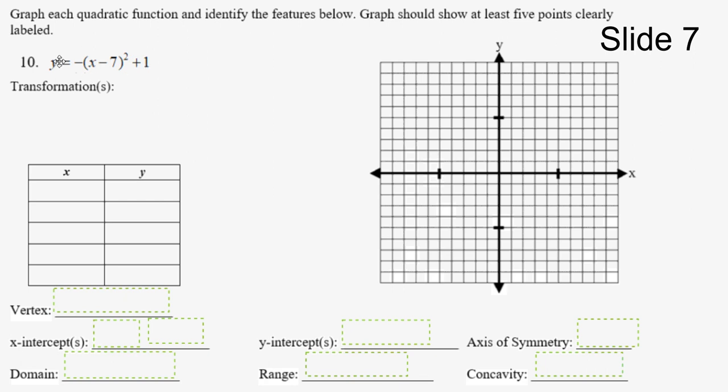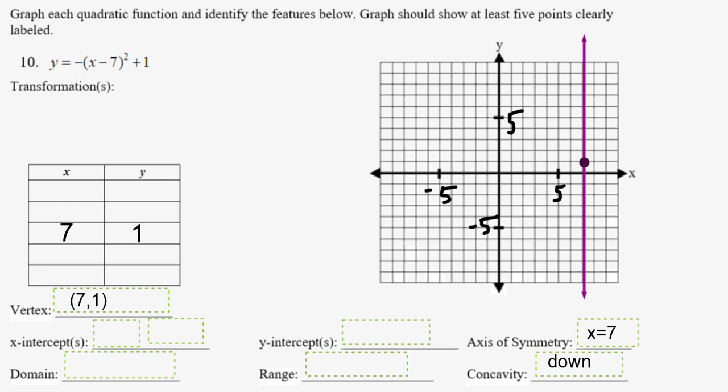So if we think about the transformations here, I see this negative in front, so that tells me that it's reflected over the x-axis, and this should be concave down. Here, this x minus 7 is telling me that the graph is being shifted to the right 7 units. And this plus 1 is telling me that the graph is being moved up 1 unit. Well, if I'm going to the right 7 and up 1, that's where my vertex is going to be.